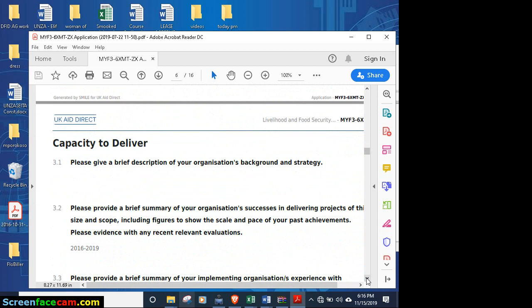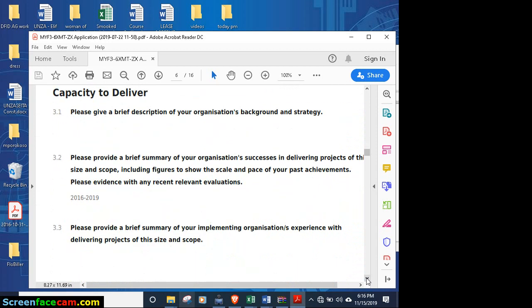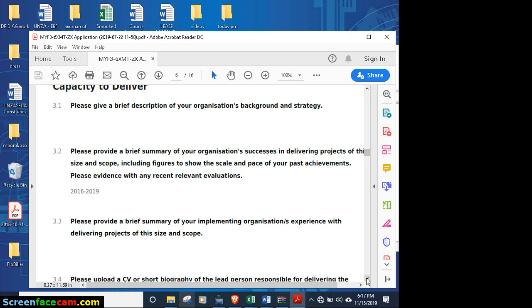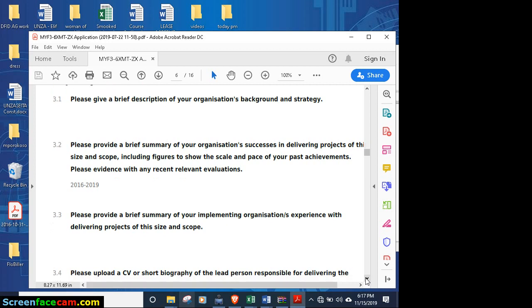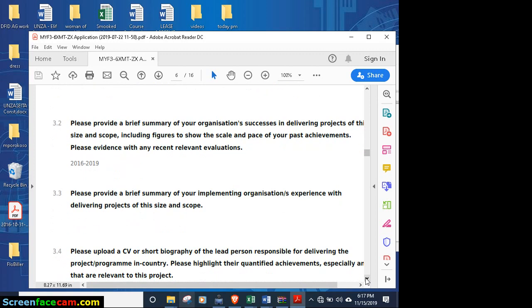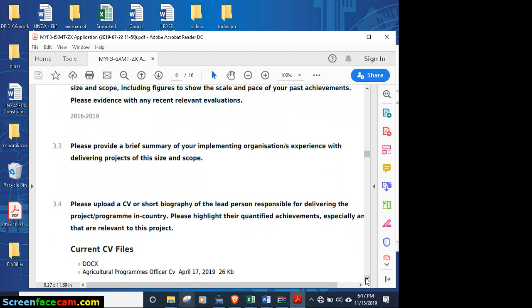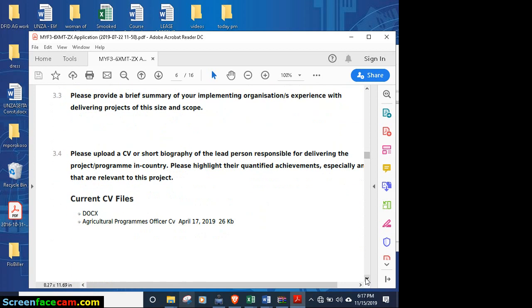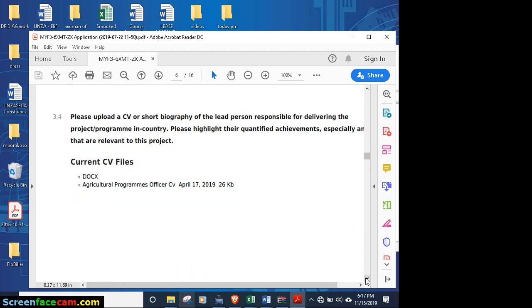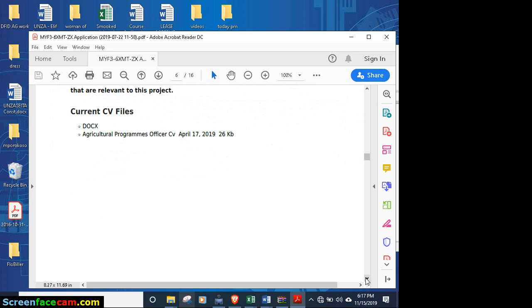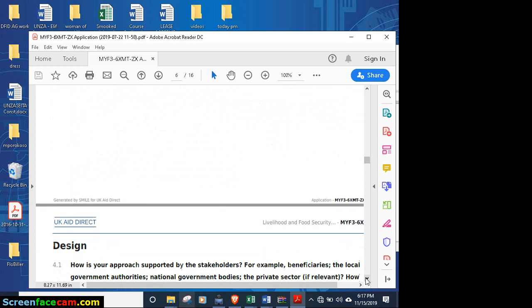Then they asked us about our capacity to deliver, about the background of the organization in terms of our strategy and our history. We also had to provide history on our past achievements, our success, and a brief summary of the implementing partner, this being our parent partner, the one company applying. Then we had to upload a CV of the person who's responsible. So over this project, the director and the specific programs officer, and probably even the M&E.